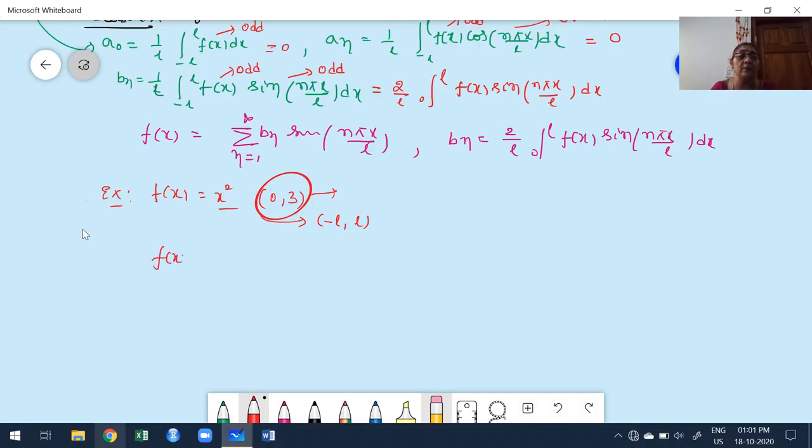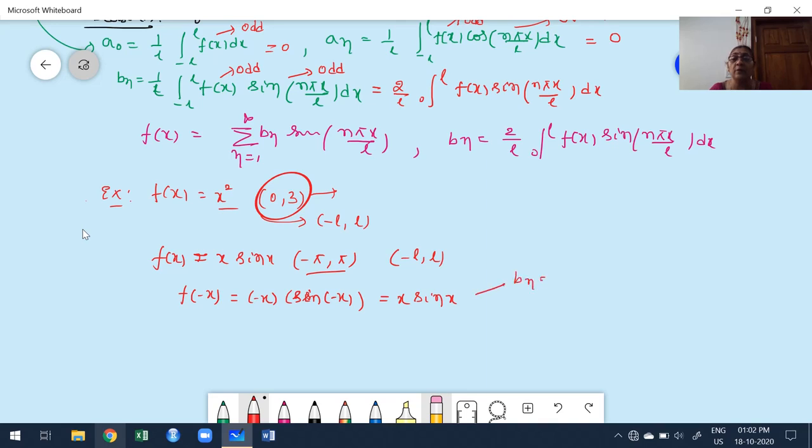Suppose f of x is equal to x into sin x over the interval minus pi to pi. Yes, the interval is in the form of minus L to L. Now before constructing the Fourier series, we have a right to go for even or odd. First you have to verify even or odd. How to verify? Replace x by minus x: minus x into sine of minus x. Sine of minus theta is minus sin theta, and minus into minus is plus, so we get x sin x. The given function is an even function. Now which value is 0? bn is 0.